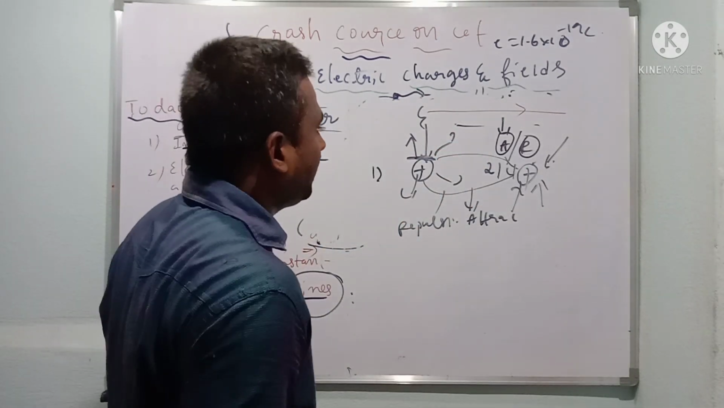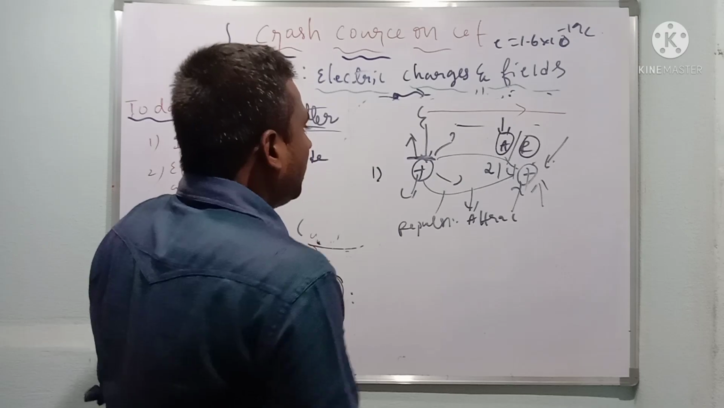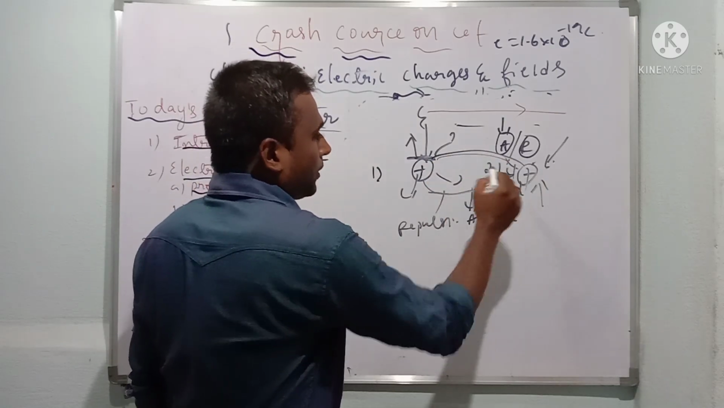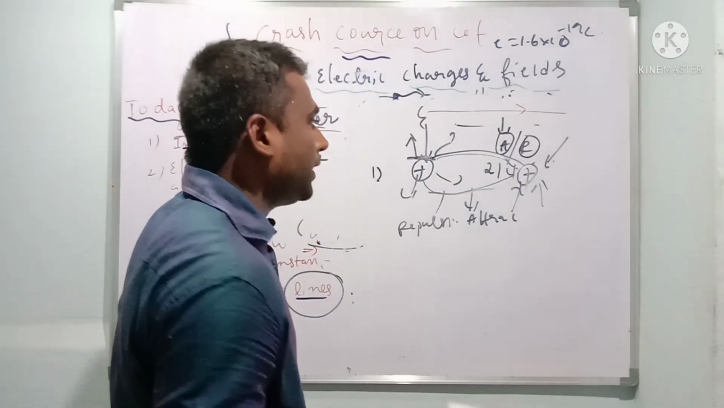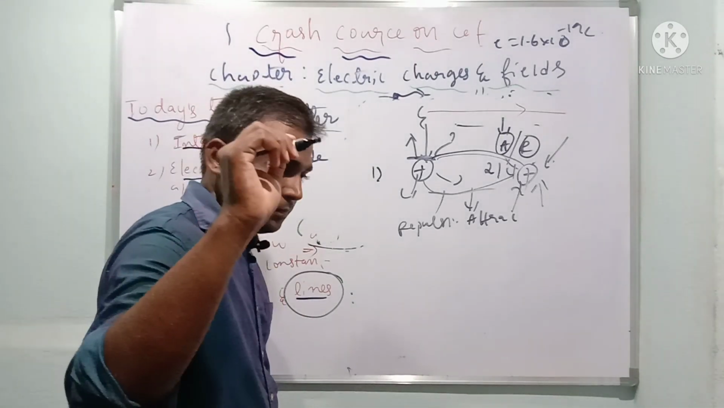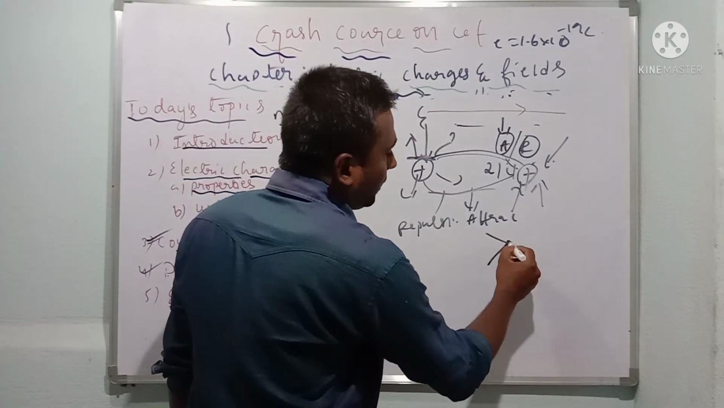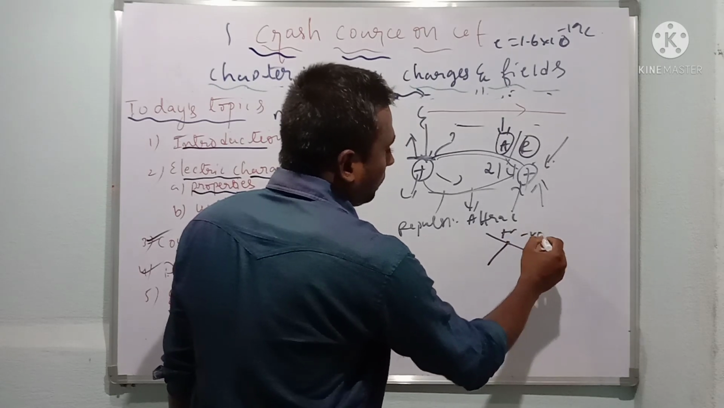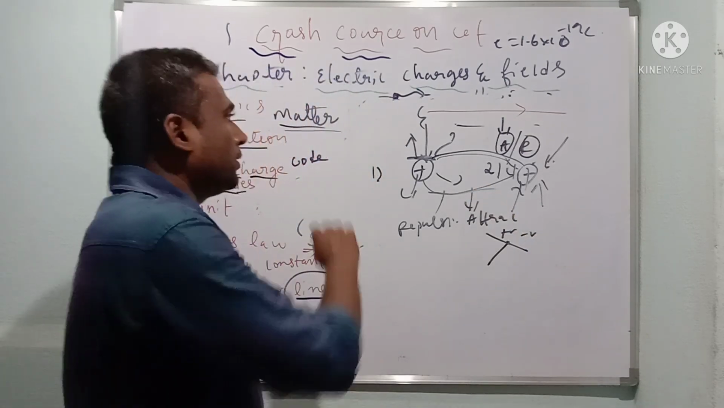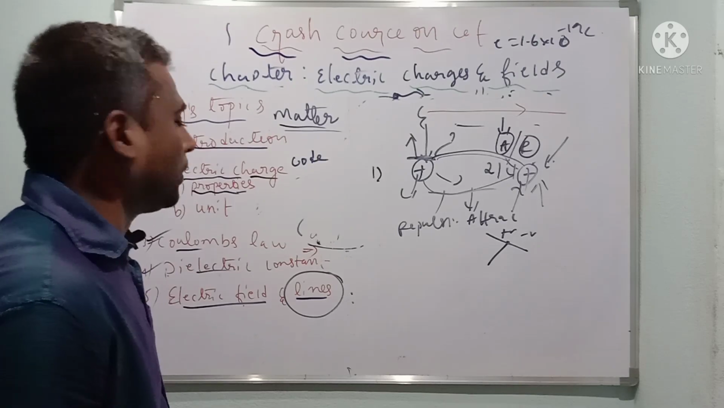And the next property, very easily: they do not intersect. They are closed loops, they never and ever intersect. Because if they intersect at the same point, we would see the same point as both positive and negative. That is highly impossible. So this is all about today's class topics.